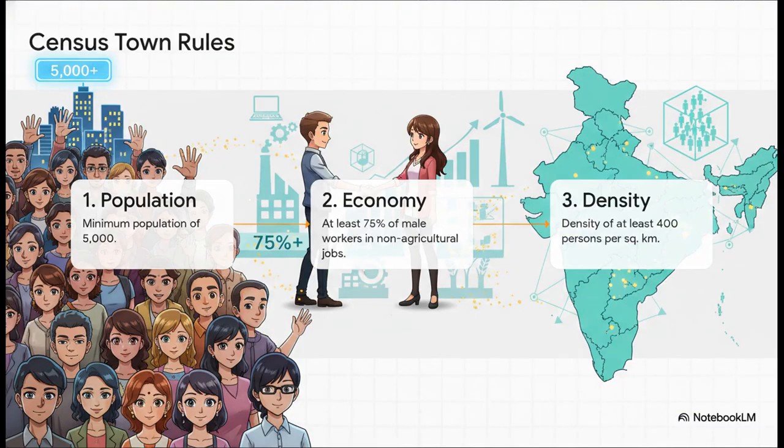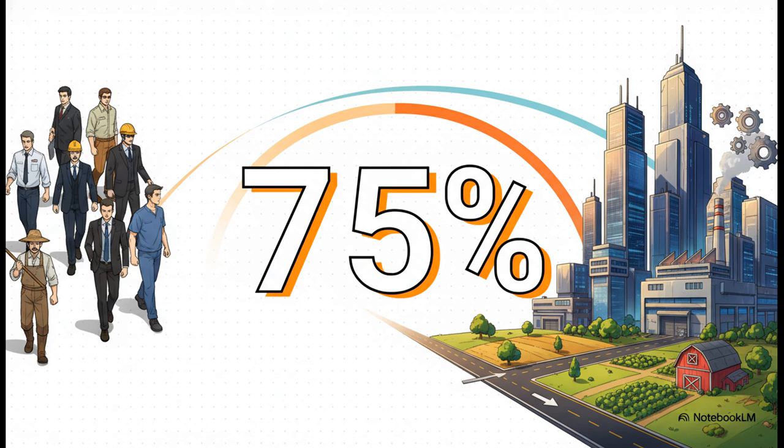Okay, so we've gone from the global, now let's zoom all the way down to the hyperlocal. In India, for example, there's a really specific classification called a census town. And for a place to get this label, it has to meet 3 very strict rules: a minimum population, a certain density, and a really important economic shift. And that economic shift all comes down to this one number, 75%. This is the magic number.